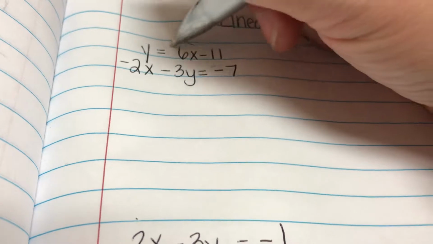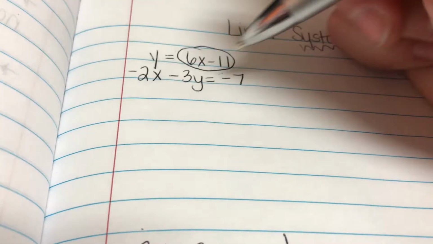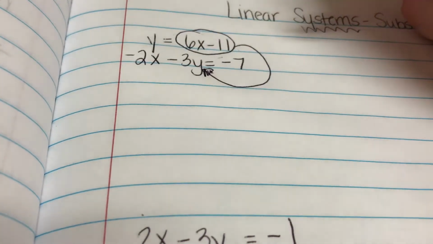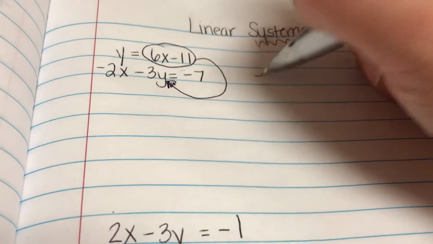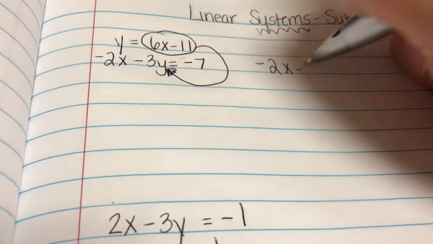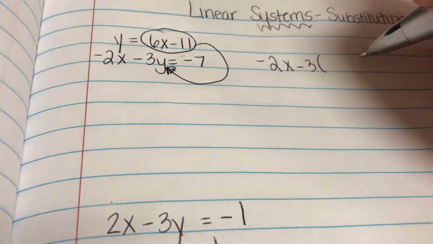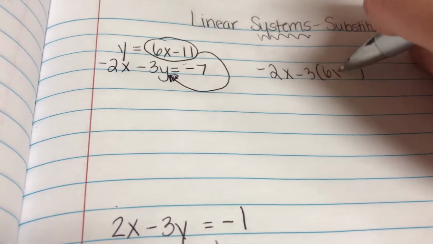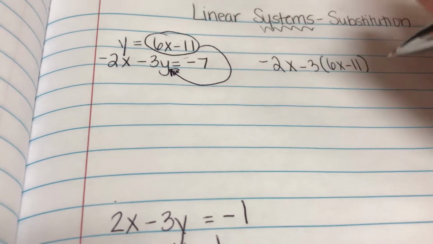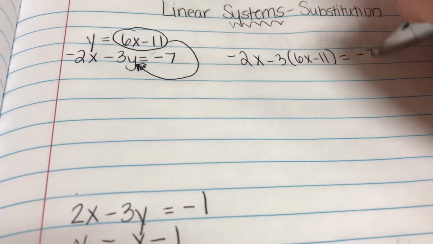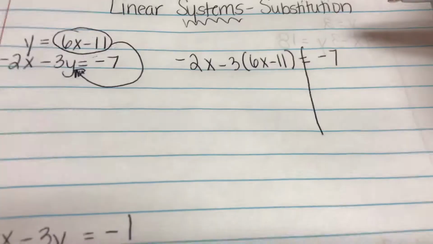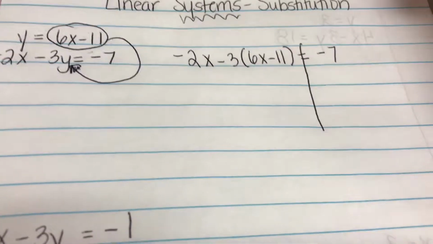So I am literally going to take the 6x minus 11 and fill it into my y on the second equation. If I rewrite that, I'm going to have negative 2x minus 3, and I'm going to put it in parentheses because I'm putting all these down here. I'm going to have 6x minus 11 instead of y equals negative 7. Now, this is those multi-step equations. We've done a unit over these. We know how to solve this.